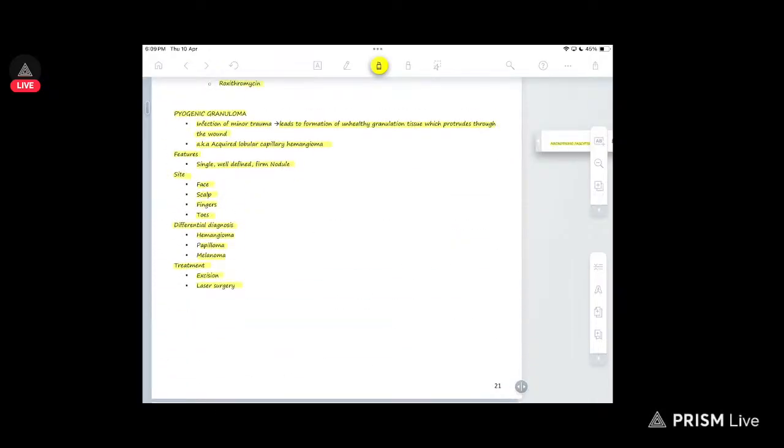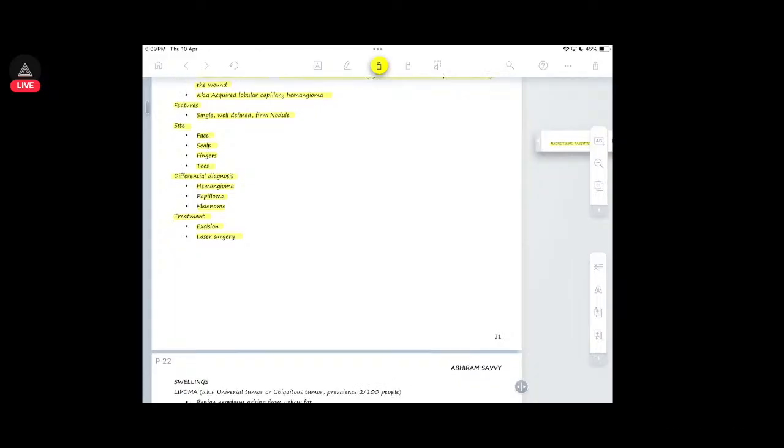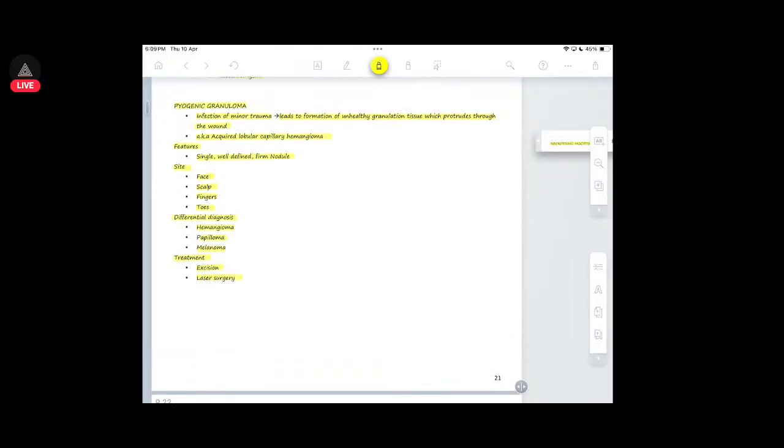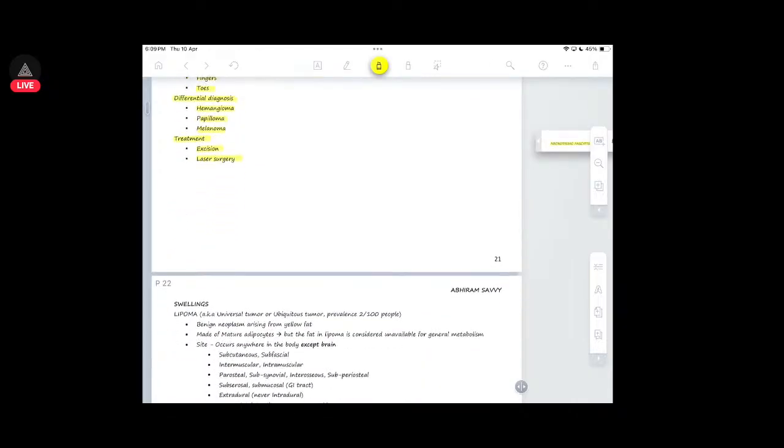That is pyogenic granuloma, an infection of a minor wound, with unhealthy granulation tissue which protrudes through the wound. It is also known as acquired lobular capillary hemangioma. A single well-defined firm nodule. One single nodule will be there. Scalp, finger, face, toes.